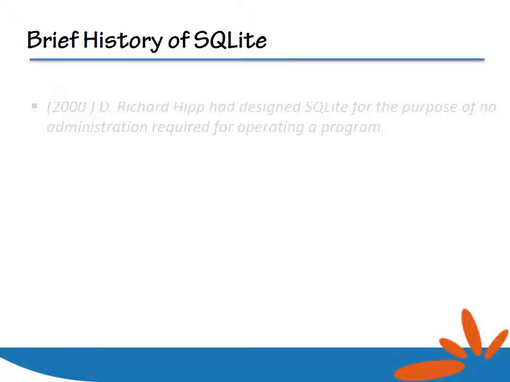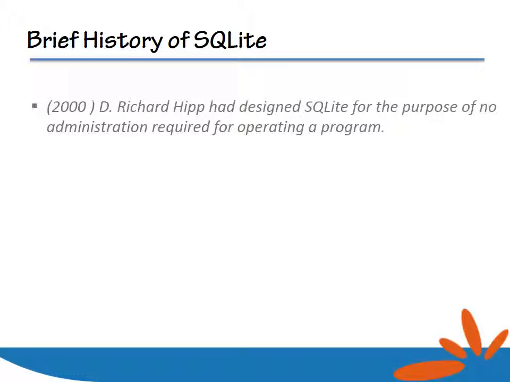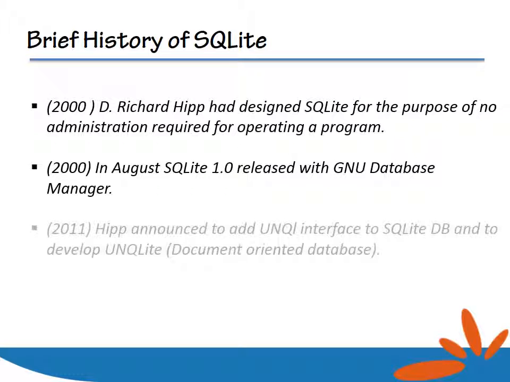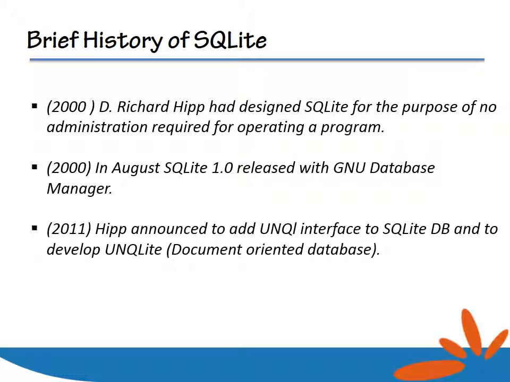A brief history of SQLite. In the year 2000, Richard Hipp designed SQLite for the purpose of requiring no administration for operating a program. Also in that year, in August, SQLite 1.0 was released with a GDBM database manager. In 2011, Hipp announced plans to add a UnQL interface to the SQLite DB and to develop UnQLite, a document-oriented database.